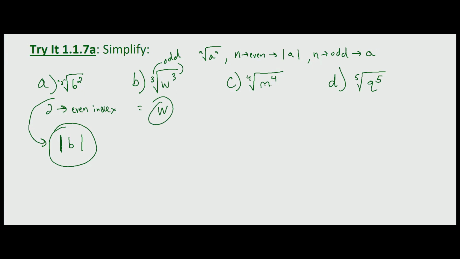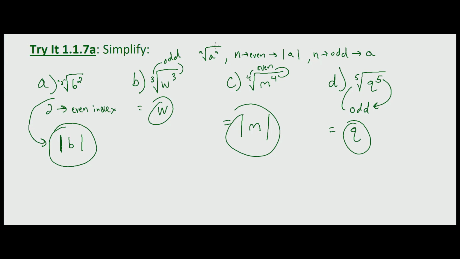Part C, we're looking at the 4th root of m to the 4th. Again, that's an even index, even power, and because of that, we have to have the absolute value. So the 4th root of m to the 4th is going to be the absolute value of m. And last but not least, the 5th root of q to the 5th, we have an odd index, an odd root, 5th root, and an odd power, 5th power, and therefore we don't need the absolute value, so the 5th root of q to the 5th is simply q.